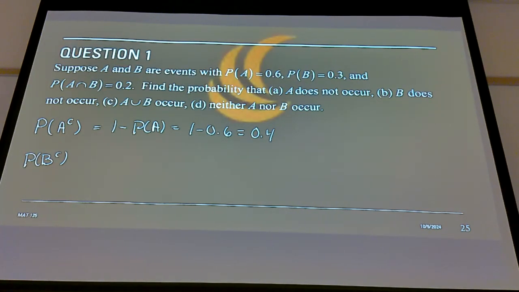The probability that B does not occur. 0.3. What was it? It's 0.7. How did you get that? It has to be 1 minus the probability of B.